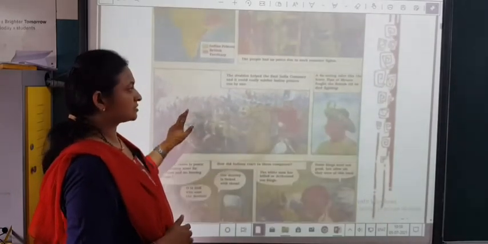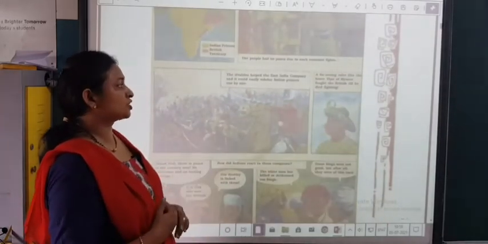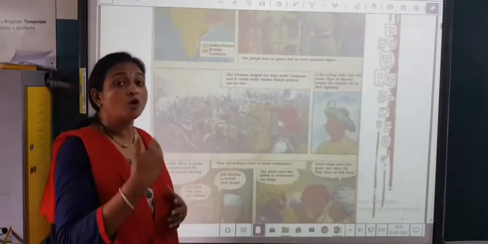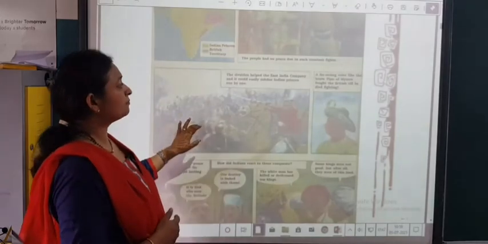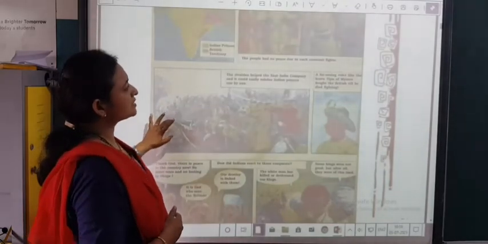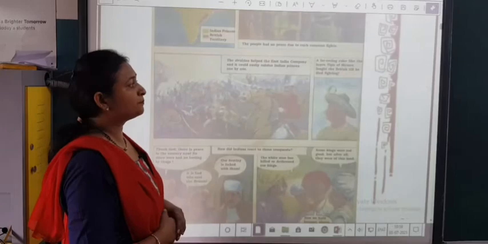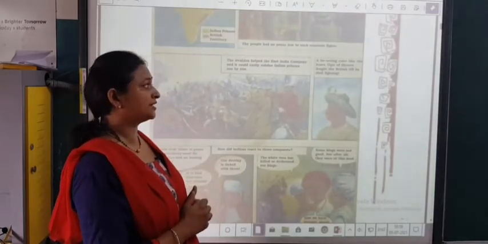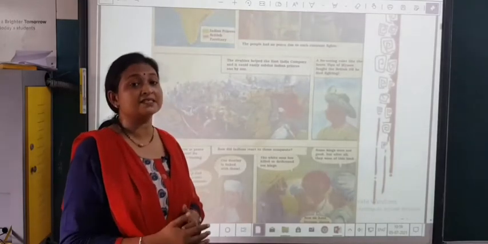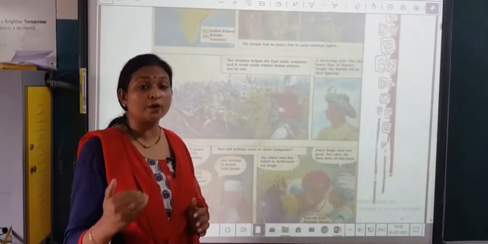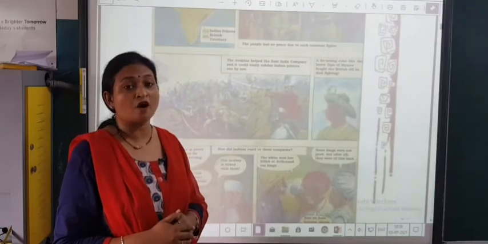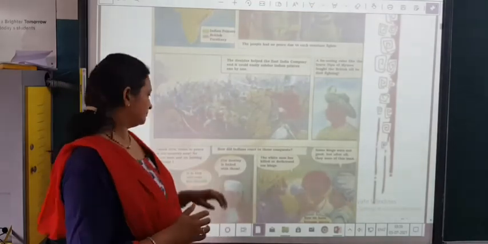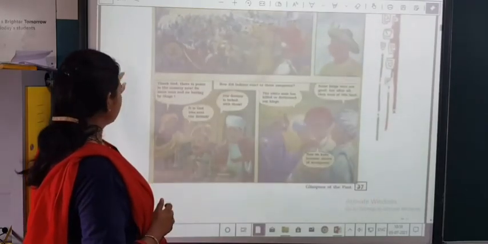The rivalries, the enmity, helped the East India Company, and it could easily subdue Indian princes. They could overpower them one by one. A far-seeing ruler like brave Tipu Sultan of Mysore fought the British till he died fighting. There were some kings and some princes who knew what the real intention of Britishers was. So they did not give up, they fought with them. And then you can see the next one.